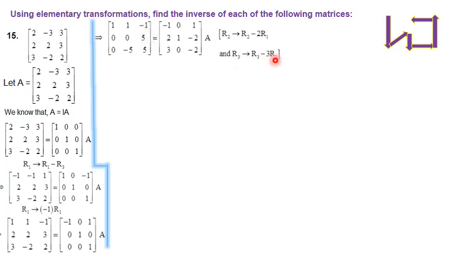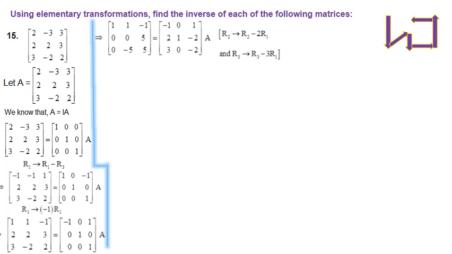Then the third row also I am changing. Third row is 3 minus 3 into 1. 3 minus 3 into 1 is 3 minus 3, that is equal to 0. Next is minus 2 minus 3 into 1, that is minus 2 minus 3, that is equal to minus 5. Next is 2 minus 3 into minus 1, so 2 plus 3, that becomes 5. So carefully you have to do. If you feel inconvenience, write and do it.